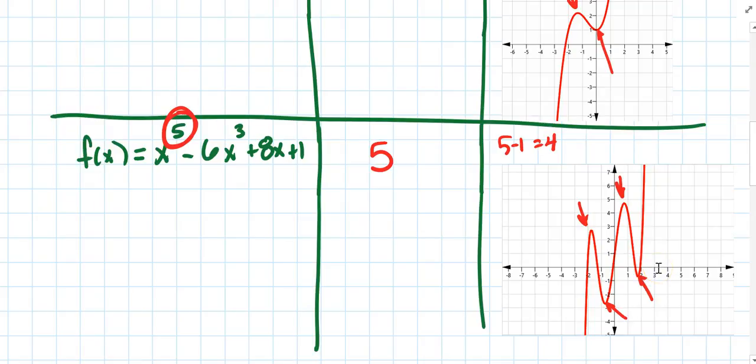Notice it doesn't say that it has to have this many. It can have up to this many. So hopefully that makes sense to you, okay? That's where we're going, and that's what turning points means.